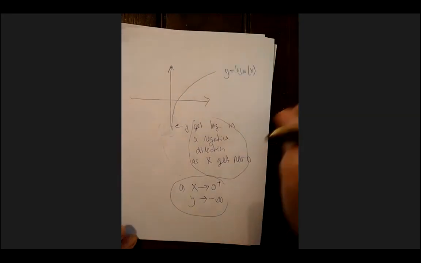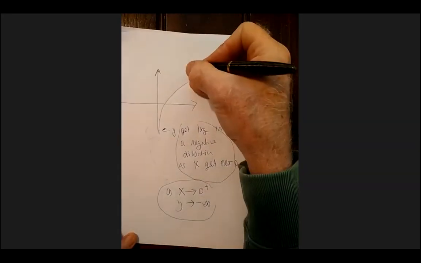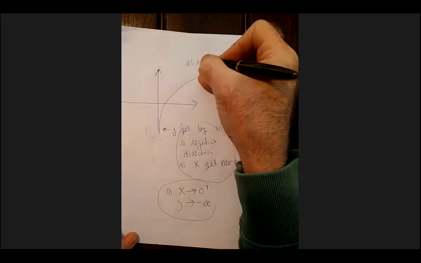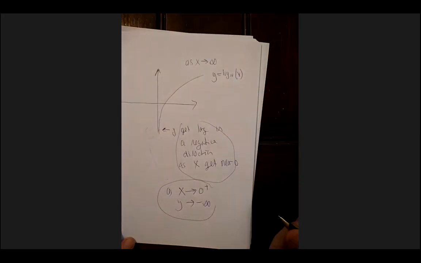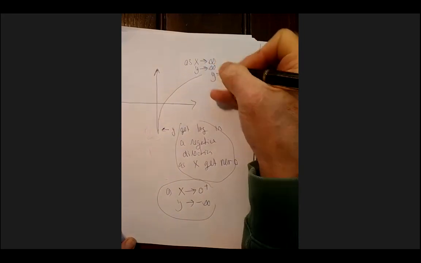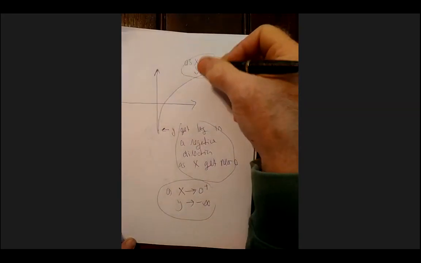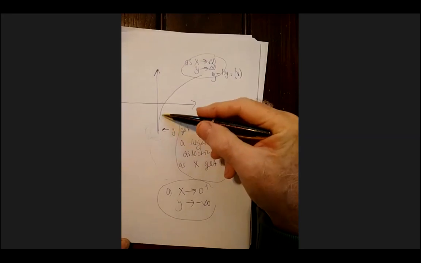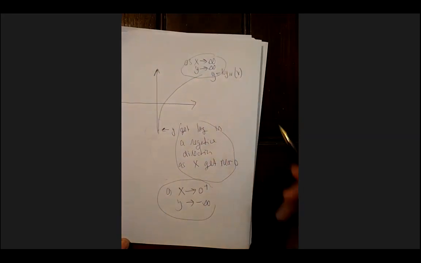And then again, over here, as the graph goes off to infinity, you would say as x gets large in a positive direction, as x goes to infinity, so does y. But it goes slowly. You don't need to write that down. I'm just letting you know that if you look at this graph, it takes a long time for it to get to infinity. I just wanted to point that out.